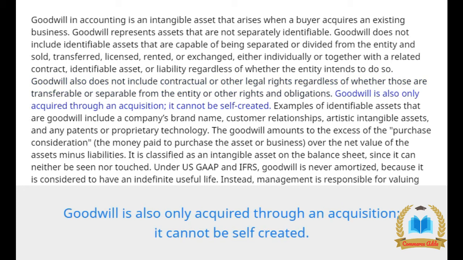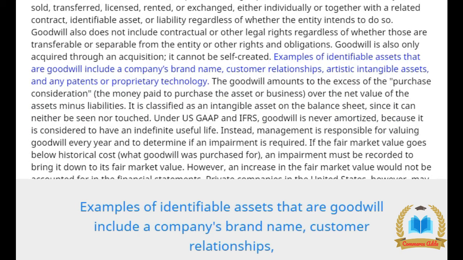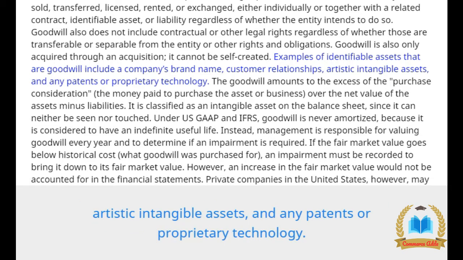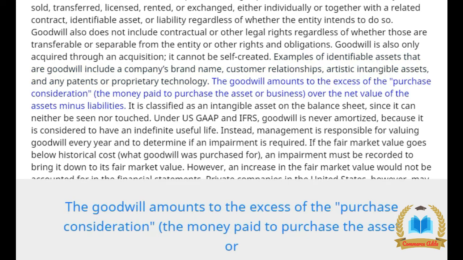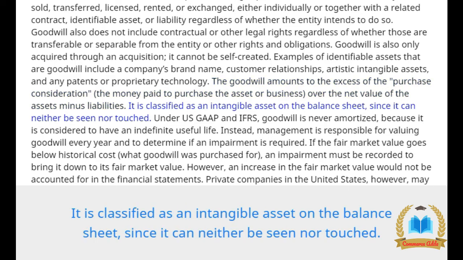Goodwill is also only acquired through an acquisition; it cannot be self-created. Examples of identifiable assets that are not goodwill include a company's brand name, customer relationships, artistic intangible assets, and any patents or proprietary technology. The goodwill amounts to the excess of the purchase consideration, the money paid to purchase the asset or business, over the net value of the assets minus liabilities. It is classified as an intangible asset on the balance sheet, since it can neither be seen nor touched.